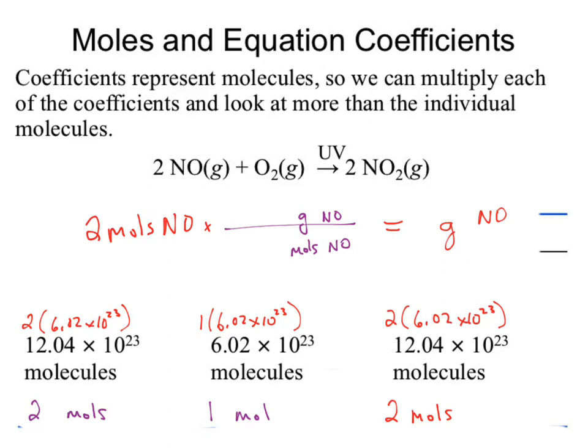What am I converting? Grams of NO, moles of NO. Where's the 2? Out there. Does that 2 have to do with this conversion factor? No, so don't use it. It's not there. Okay?